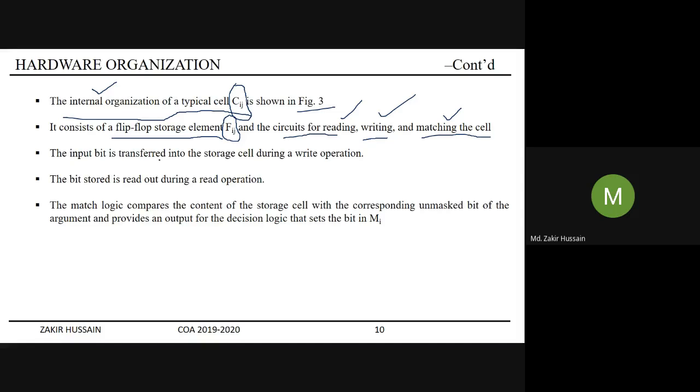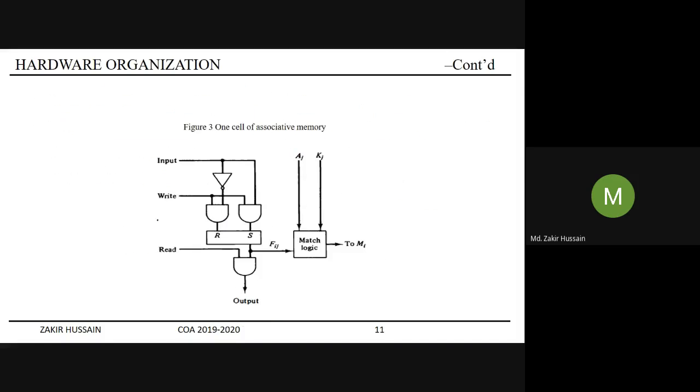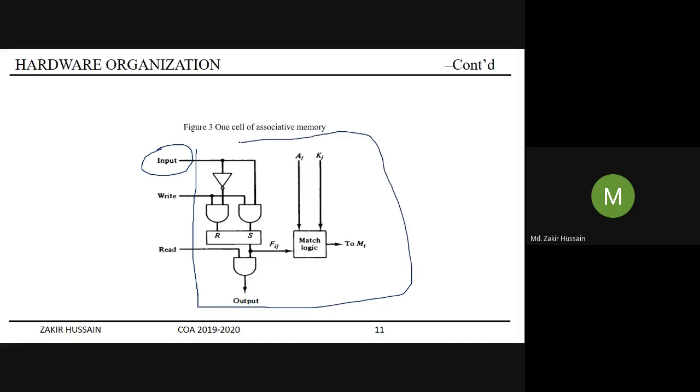The input bit is transferred into the storage cell during the write operation. Input bit, you see the input bit here, somewhere here we show it. This is one internal cell. This complete thing is your Cij.